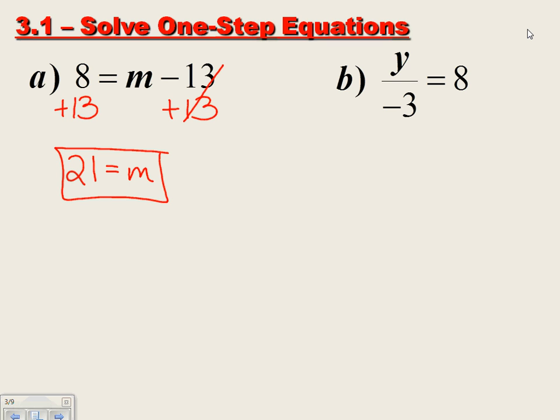For the next one, I have y over negative 3 equals 8. I want to cancel that division of negative 3, so I multiply both sides by negative 3. These cancel out, and therefore my answer will be, after I simplify, y equals negative 24. Remember, the easiest way to check your work, guys, is by plugging the number back into the equation to see if it actually works out.